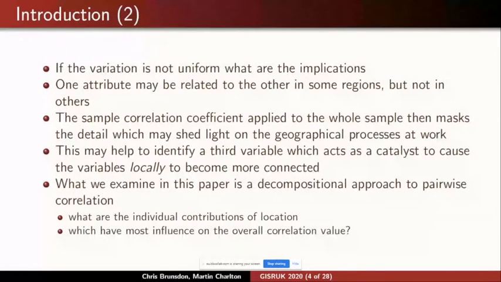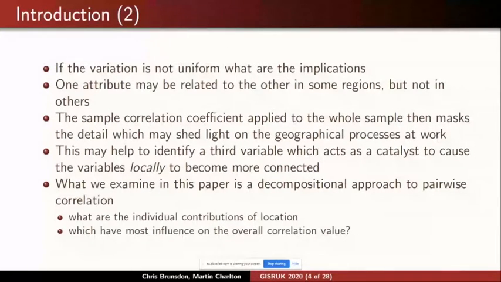so it's been quite an interesting journey. So then, if the variation of the decomposed elements, and we'll look at that in a moment, is not uniform, what are the implications? Well, we're looking at the relationship between 2 attributes, so it may be more related to the other one in some regions, but not in others. So hence, we need to think about the nature of the confidence intervals. And if we're just going to use the whole map statistic, the sample correlation coefficient, then that effectively masks some of the detail which might shed light on the geographical processes which are at work.